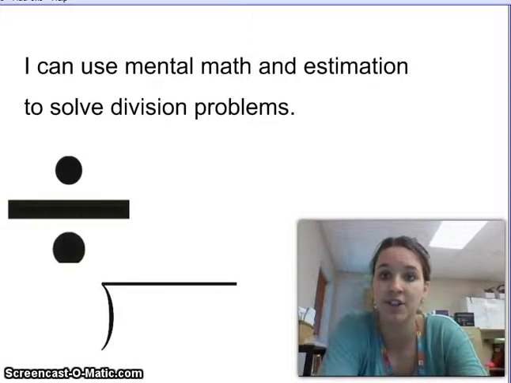It's really important that you understand that multiplication and division are opposites. They can undo each other. They're what we call inverse operations. Let me show you an example of what that means when I say they can undo each other.